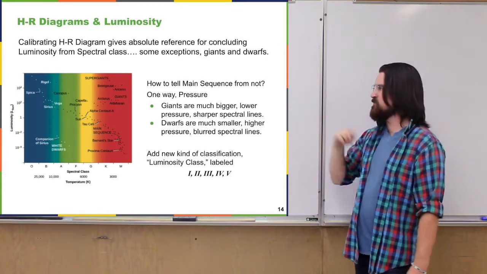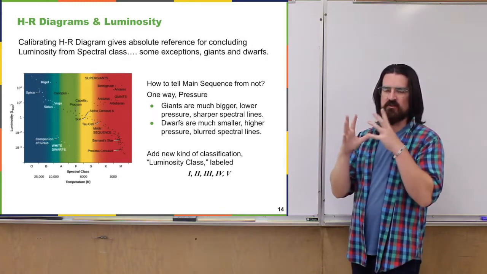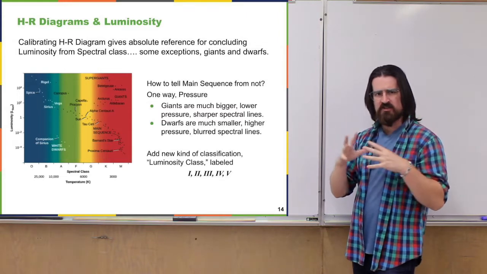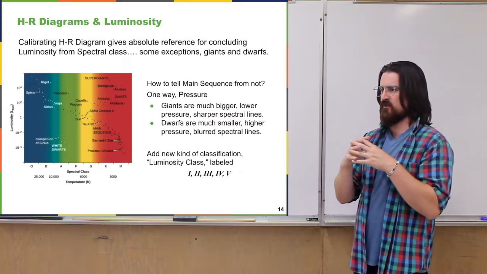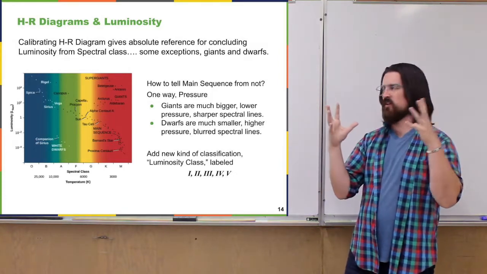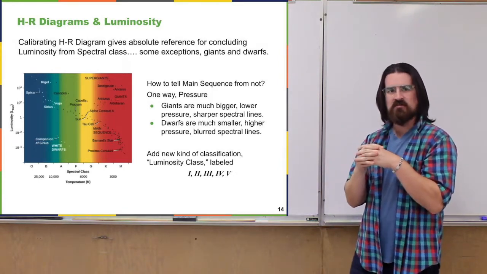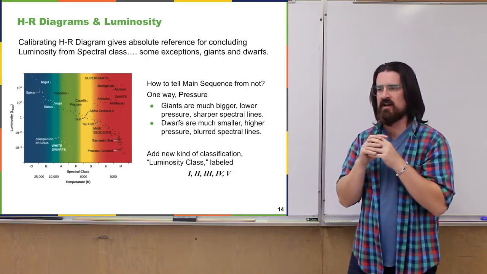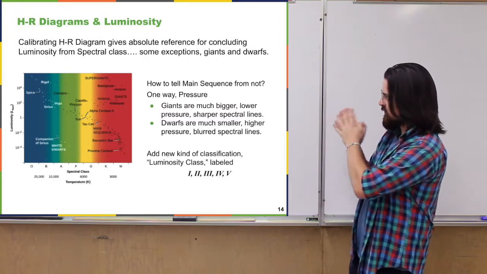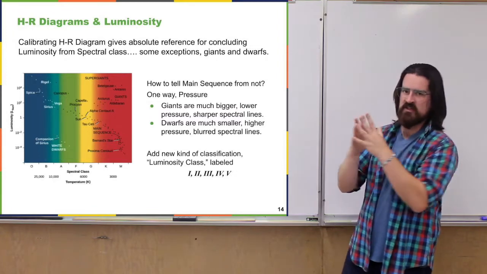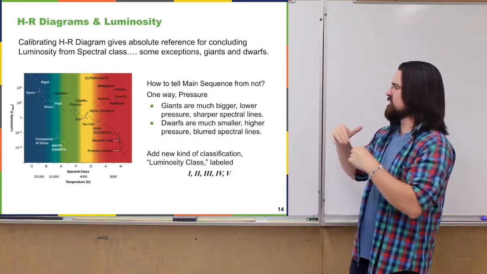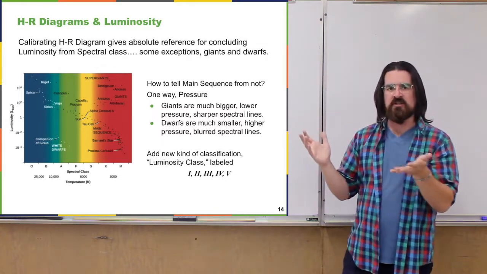Well, one way to do it is by the pressure of those stars. If you remember back, when we were talking about analyzing starlight, I told you that we can get information about the pressure of the star's atmosphere by looking at its spectra, and particularly by looking at how broad or fuzzy the spectral lines were. So in a giant star, the really big stars, very low density, low pressure, those spectral lines end up being very sharp.